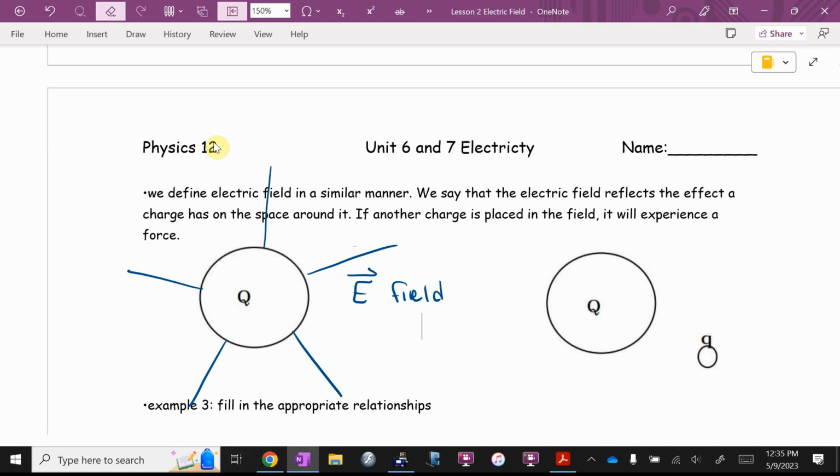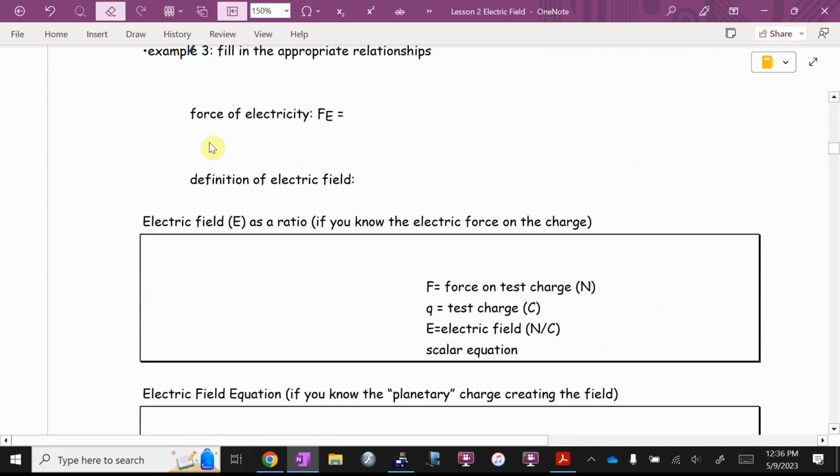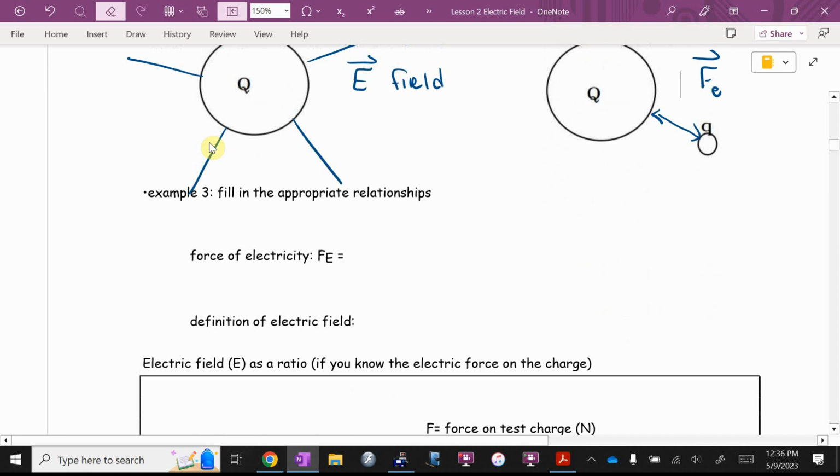So what happens is, if another charge is placed in that field, it will feel either an attractive or repulsive, I'm not sure which, force, an electric force. In the same way as if a satellite wanders into Earth's gravitational field, or if an asteroid wanders into the sun's gravitational field, it will feel a gravitational force. Fill in the appropriate relationships. So we have the force of electricity, which was K, big Q, little q, over r squared.